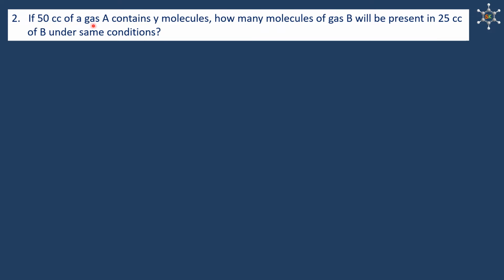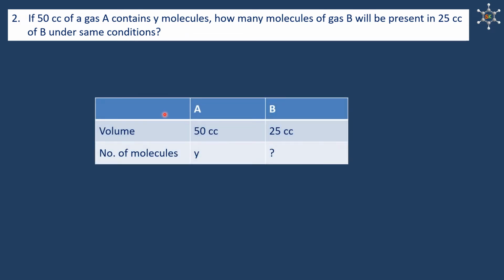If 50 cc of a gas A contains Y molecules, how many molecules of gas B will be present in 25 cc of B under same conditions? Let us write down the given data in one place. Gas A, gas B. Volume taken with gas A is 50 cc and with gas B is 25 cc. It is given that 50 cc of gas A contains Y molecules, and we have to find out how many molecules are present in 25 cc of gas B.